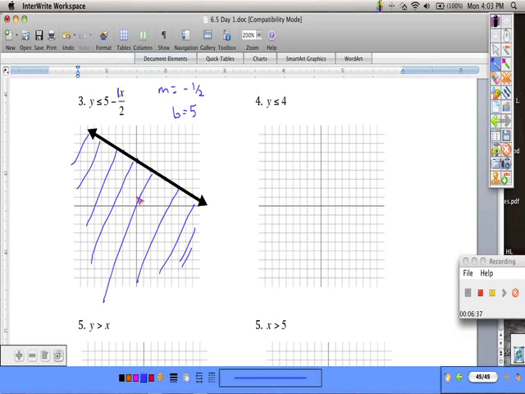For number 4, you have to remember that y equals a number is a horizontal line. Y equals 4 is right here, and also right here, and right here. All of these points that I'm putting on have a y coordinate of 4. This gives us a horizontal solid line, and the y values that are less than that are all of these points underneath it.